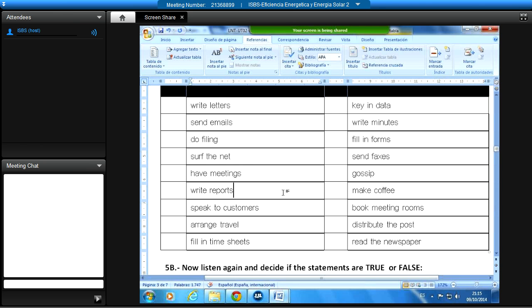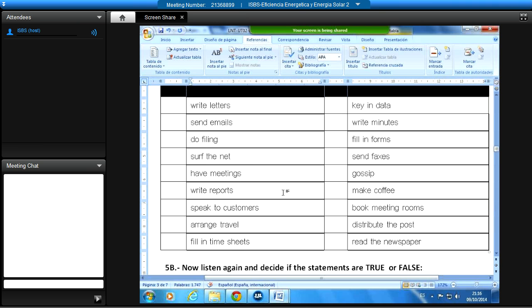To key in data, key. To key, that's the key, but as a verb. So it's like to introduce data into a computer system by typing. It's like grabar datos, registrar datos, entrar datos, insertar, something like this, okay? Because you have to press keys.